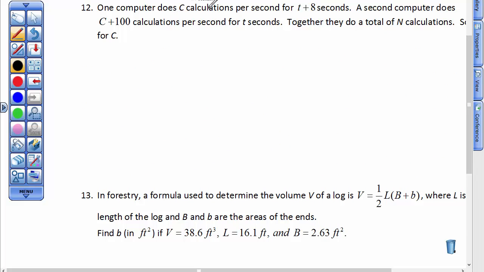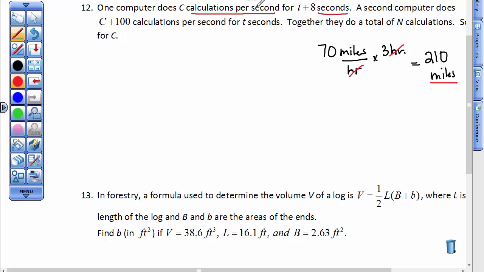A computer does c calculations per second for this many seconds. Think about this: you drive 70 miles per hour down the highway for 3 hours, and in doing that you would travel 210 miles. The reason is that your speed in miles per hour, when multiplied by hours, has units that cancel out and gives an answer in miles. So here, the units are calculations per second for so many seconds.